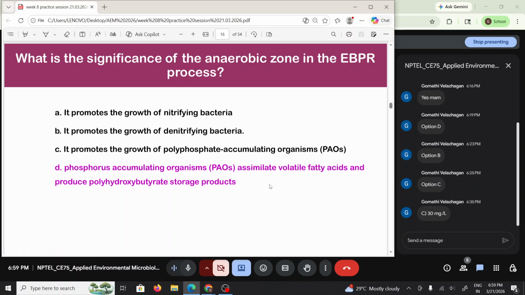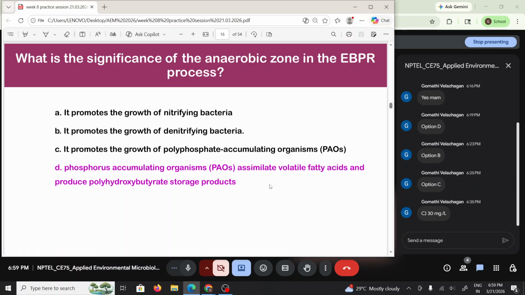So in the EBPR process, there is going to be the cycling of these phosphorus accumulating organisms between the anaerobic and aerobic zones. In the anaerobic zone, because there is no oxygen or nitrate present, they take up the volatile fatty acids that are present in the system. We know that volatile fatty acids, for example, acetate, butyrate, etc., come from the wastewater. And in order to facilitate this uptake, what they have is the PHBs, which is the polyhydroxybutyrates.